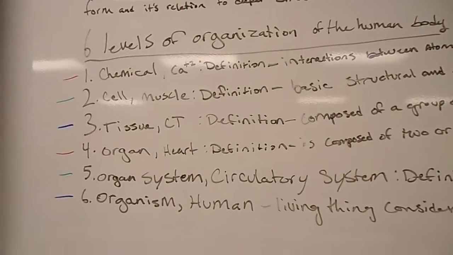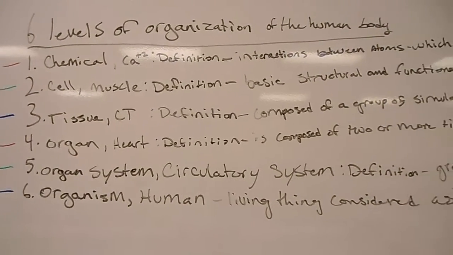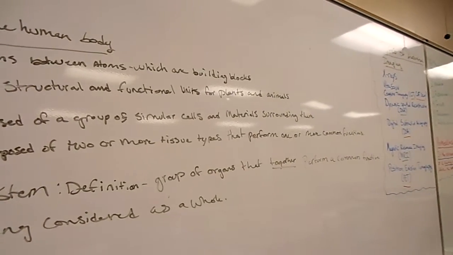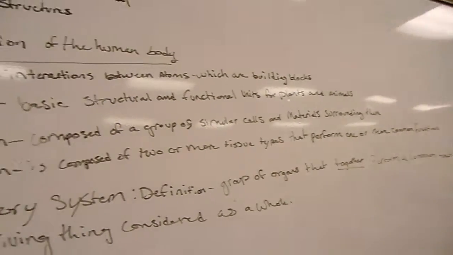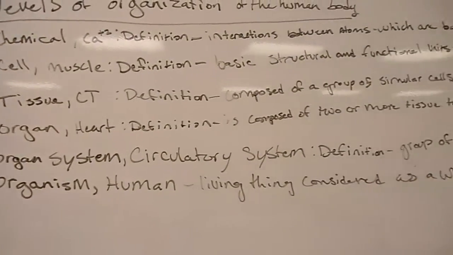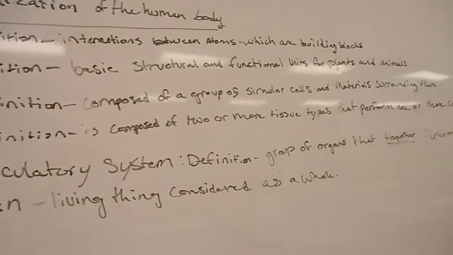The fifth is organ systems, such as the circulatory system. Definition is group of organs that together perform a common function. And the final one is the 6th, organism, human, living thing that's considered as a whole.